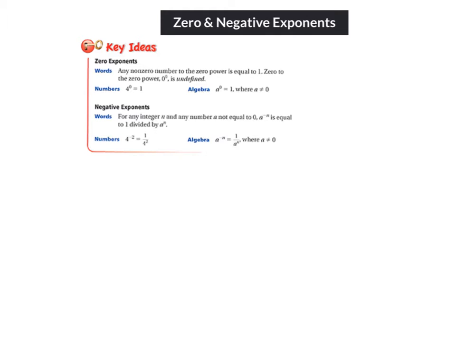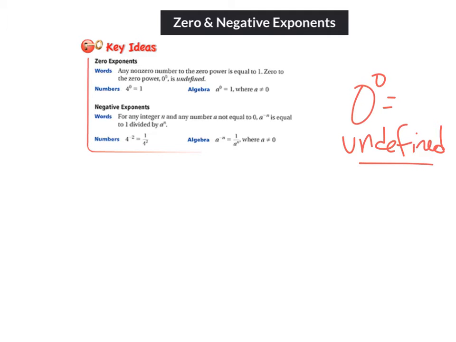All right, good morning. We are learning about zero and negative exponents. There are two rules. You need to write these in your journals. For zero exponents, any non-zero number to the zero power is equal to 1. Always, always, always, guys. If you ever get 0 to the 0, that's undefined. That's not a solvable answer. So if you ever see that, just write undefined.